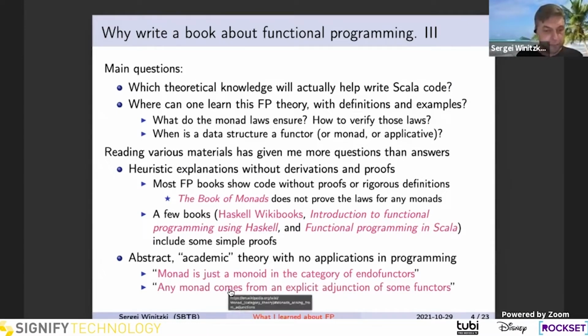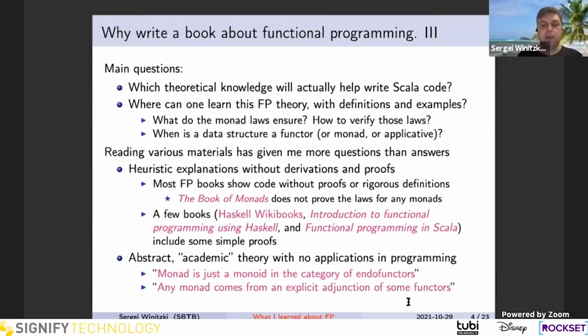So this is, in my view, an example of purely academic knowledge that I would like to avoid. Or another example, this is from Wikipedia. Any monad comes from an explicit adjunction of some functors. Well, great. At some point, I thought this was a very important theoretical result that will help me do something like monad transformers. But no, actually, I went through a lot of calculations and I found zero use of this information.